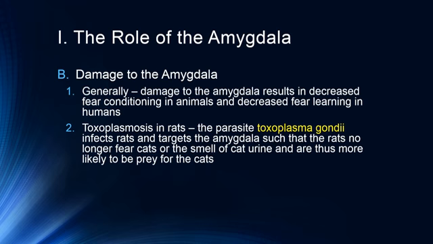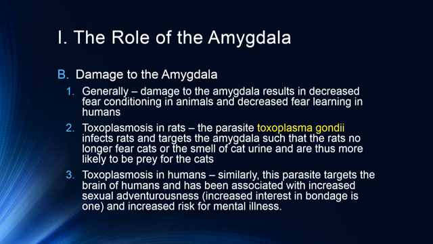What's important to know about this is it's not just rats that are infected. People get infected by toxoplasmosis. About half of the human population has this parasite. And it targets the brain of humans and has been associated with effects on the amygdala, and some really surprising results can happen. Last year, a study came out that showed increased sexual adventurousness in people who had cats, and particularly people who were infected with toxoplasmosis. Increased interest in things like bondage. So this decreased fear of different kinds of sex seems to be associated with that.